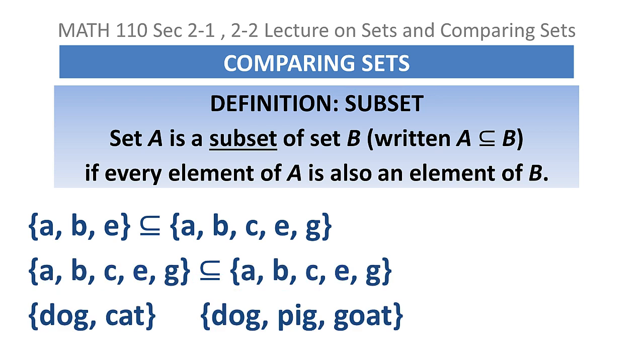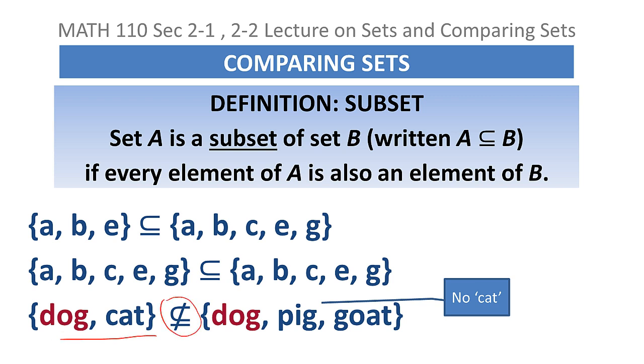How about this one? Well, start the same thing. You have dog on the left, you have dog on the right. You have cat on the left, but there's no cat on the right. Therefore, the set on the left is not a subset of the set on the right.